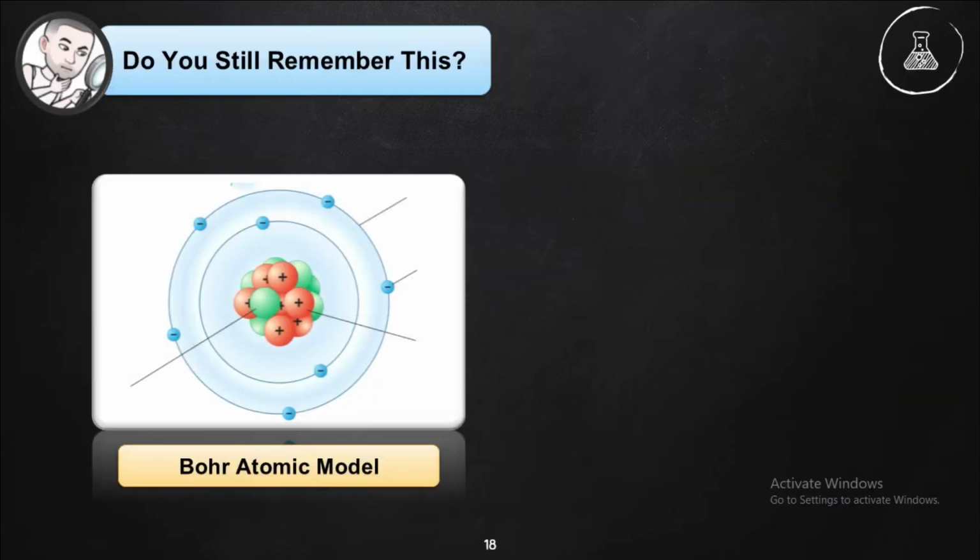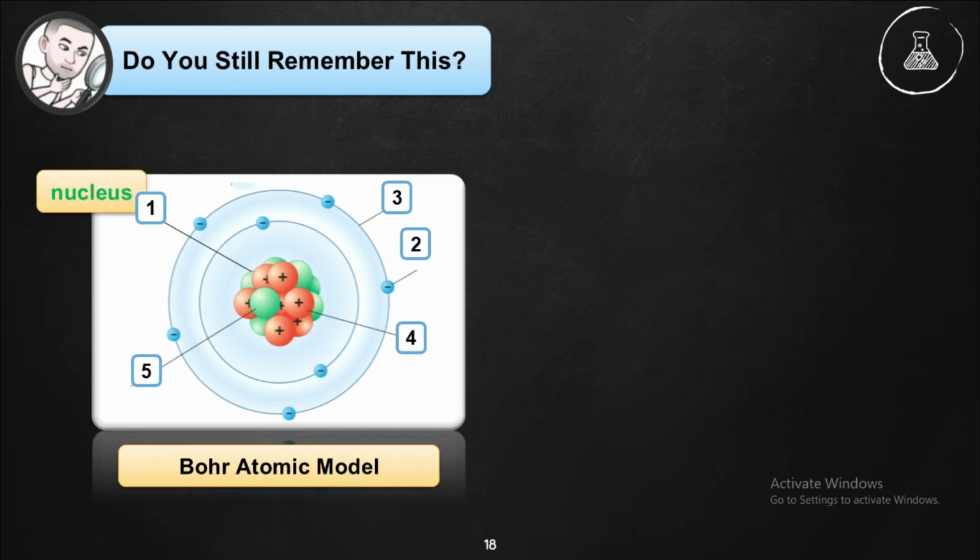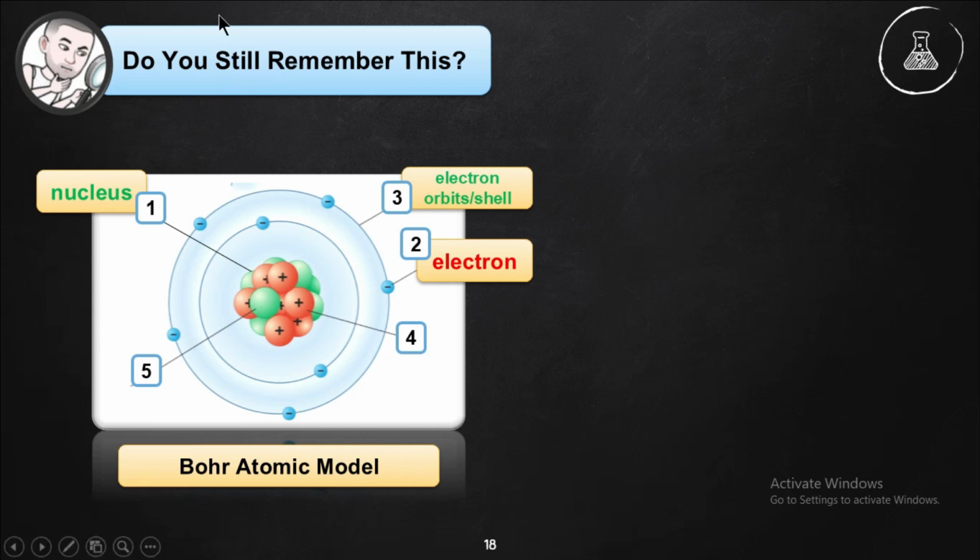Let us now review. Let me see kung naalala nyo pa yung parts ng isang atom. So what you're seeing on the screen is the Bohr atomic model. So yung number 1, ang tawag natin dyan is nucleus. Yung number 2, that is what we call electron. Yung number 3, ito yung electron orbit or ito yung shell na tinatawag. Number 4, the positive charge, that is the proton. And then the color green here is the neutron.